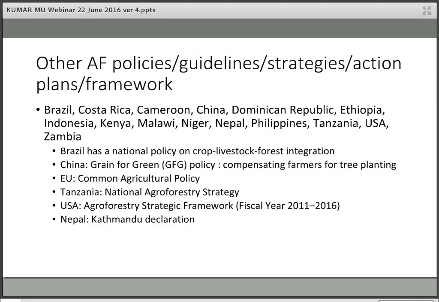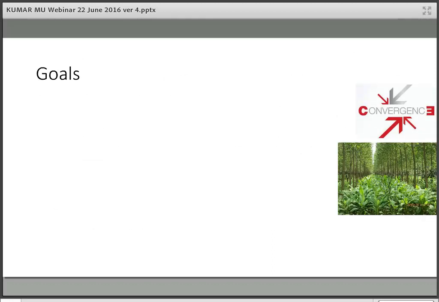The European Union has what is called a common agricultural policy, where farmers are provided incentives for retaining trees on the farmlands. Tanzania also has a national agroforestry policy. The USA has an agroforestry strategic framework for the fiscal years 2011 to 2016, where the federal government is promoting agroforestry as a land use option and also intensifying research. Nepal has the Kathmandu Declaration, which proclaims that the government of Nepal will soon evolve an agroforestry policy.